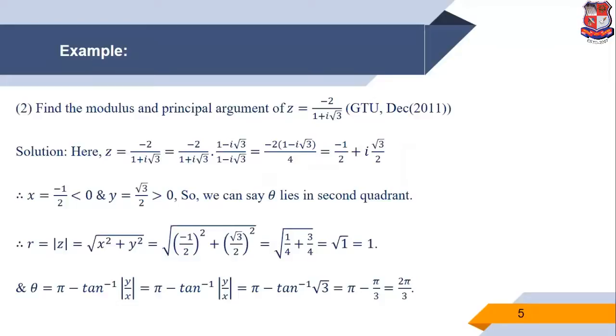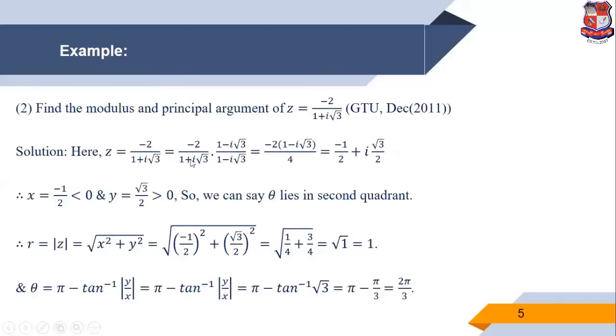So mod of z is equal to r, the modulus, and argument of z is theta. So z is equal to −2 upon 1 plus i root 3. Now we convert this complex number into simple form, that means the real part plus i into the imaginary part. Obviously we multiply and divide by the conjugate, because the denominator is a complex number, 1 plus i root 3. So we multiply 1 minus i root 3 here and we divide.